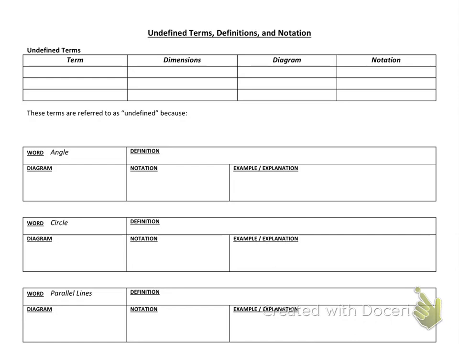So let's start with the undefined terms, because that's going to be the thing that's definitely new for you. So the terms themselves are not, but just this idea of undefined. We'll talk about why they're undefined in just a minute. But let's just start with the first one. The first one we have is a point.